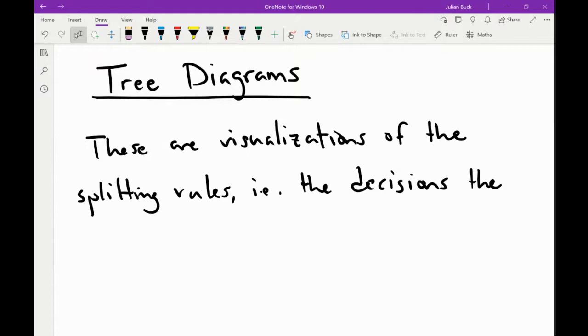So decisions the algorithm is making. Okay, so here is what a decision tree looks like.